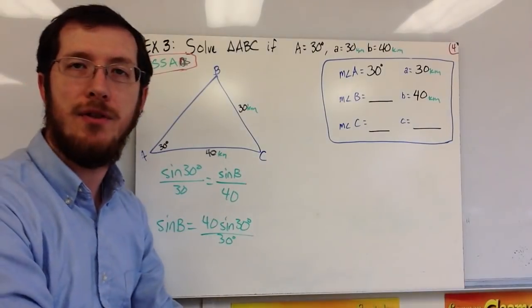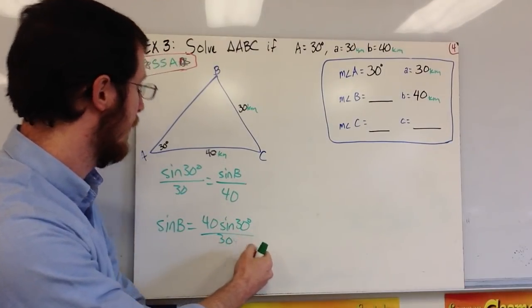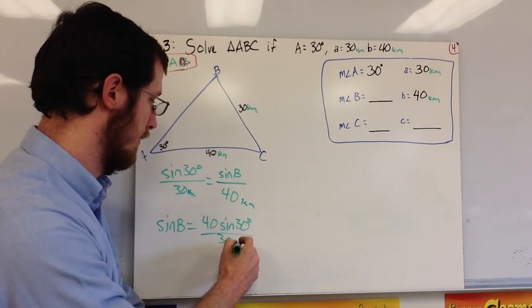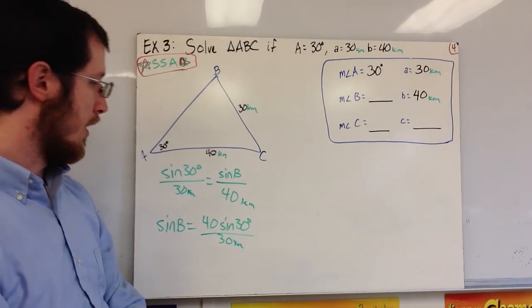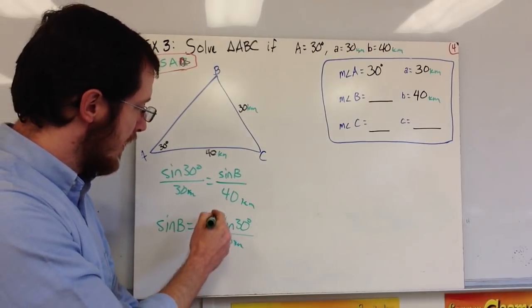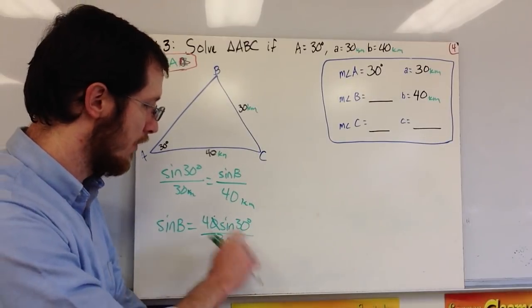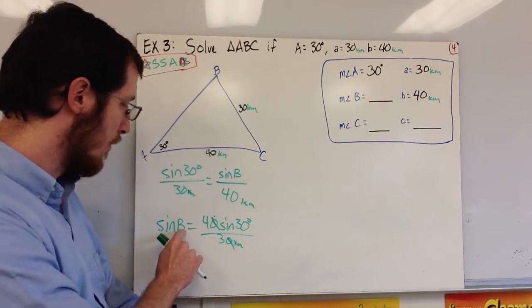And we get 40 sine of 30 degrees over 30 in kilometers. Careful. Okay, so let's see. We can simplify this. Divide both those by 10. So we've really got 4 sine of 30 degrees over 3. All right, now we want to solve for B.